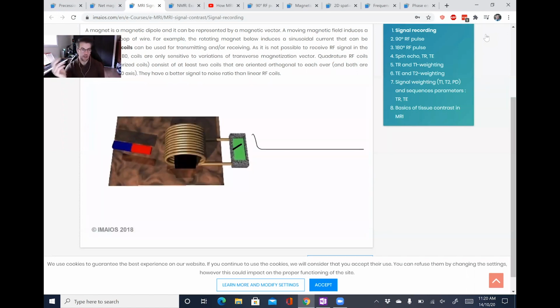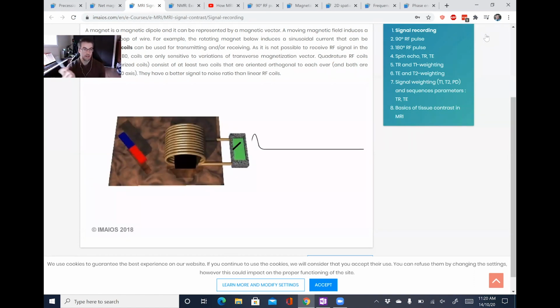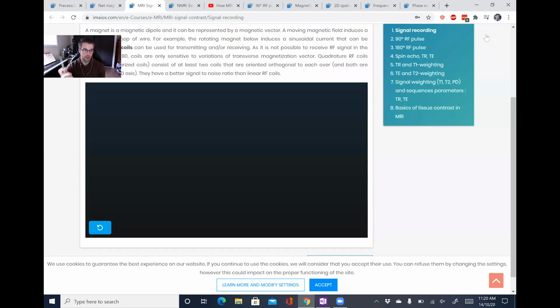So if we replace this bar magnet in this example with our net magnetization vector, we know after the vector tips, it's going to begin to precess around that B0 field, and that precession is a changing magnetic field which we can record using coils of wire, and we have tons of coils of wire in an MRI machine. These specific ones are typically called the transmit-receive coils or the send-receive coils.